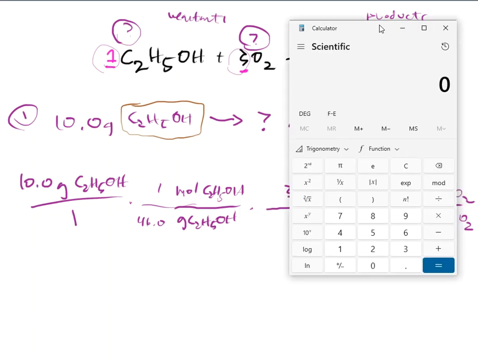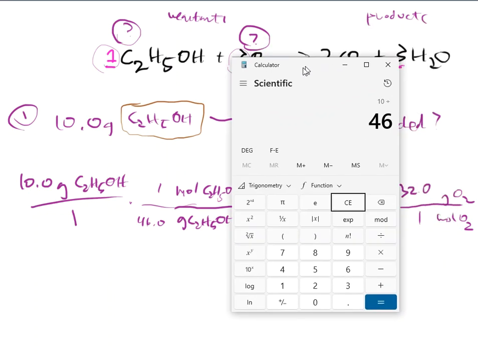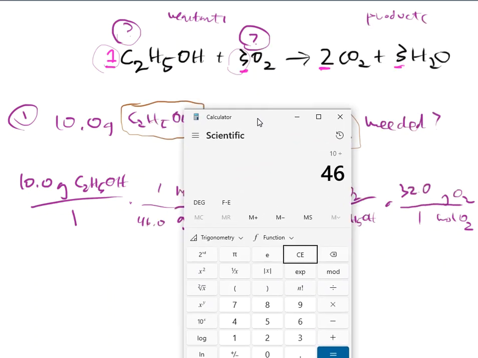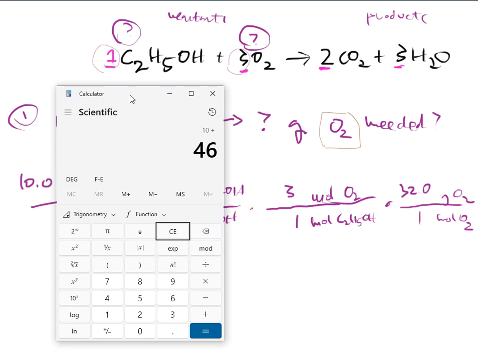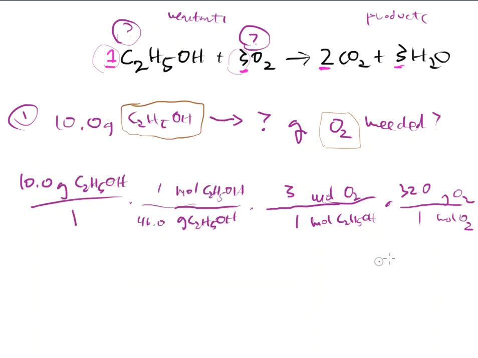So just to give us an idea of the math, just to review that before we go further, I'm going to take 10 grams, and then I'm going to divide it by 46, and I do that because 1 is on top. And then in the next step, I'm going to multiply by 3. And then in the next step, I'm going to multiply by 32. And this will give me the number of grams, 20.87. I'm going to round it off to 2 sig figs. All right, so 20.87 grams of O2.